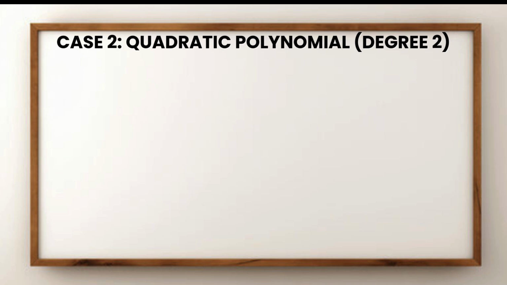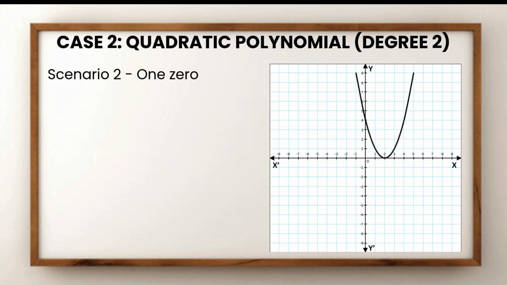If a quadratic polynomial has only one zero, it means the parabola just touches the x-axis at one point but doesn't cross it. This is called a double root. For example, the graph of y equal to x square minus 4x plus 4 touches the x-axis at x equal to 2.